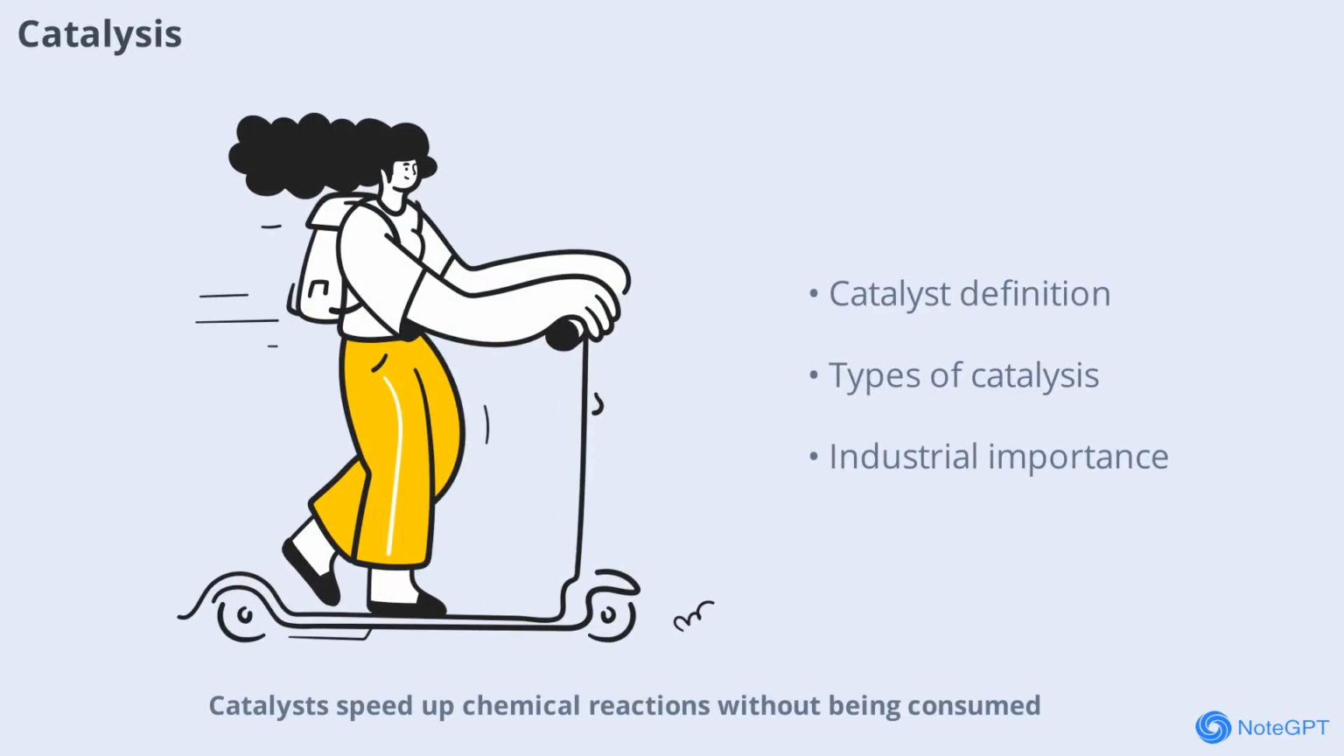Catalysts speed up chemical reactions without being consumed. We'll discuss how catalysts work, the difference between homogeneous and heterogeneous catalysis, and their importance in industry. Catalysts are essential for efficient chemical manufacturing and environmental protection.